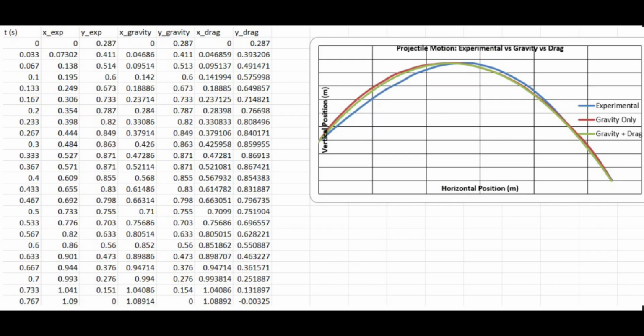So this graph compares all three trajectories. The gravity-only model slightly overestimates in a bunch of places, like the range and the peak height. The drag model produces a slightly shorter range and better matches the experimental data.